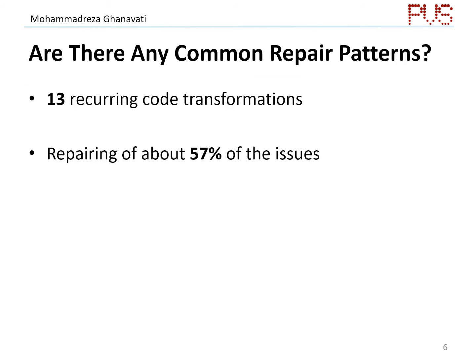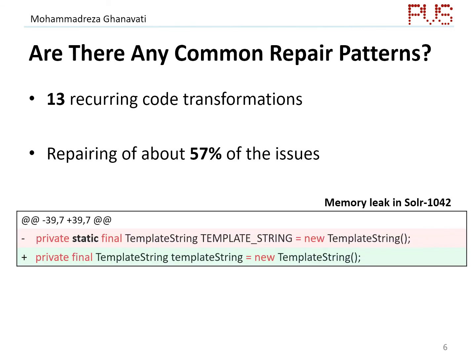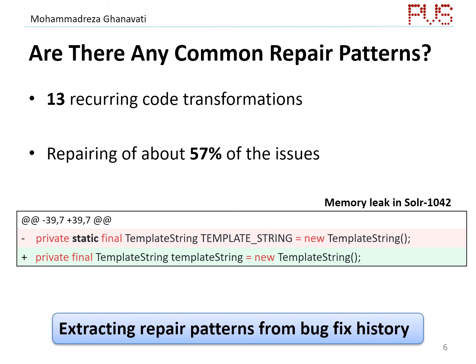We further analyzed the patches to see if there are any common patterns in fixing leak-related bugs, and we found 13 recurring code transformations, which fix about 57% of the issues in our dataset. Here you can see an example of a memory leak issue in which the developer changed a variable from static to non-static to fix the bug. We found 4 cases which have the same pattern. This shows that it's possible to extract repair patterns from bug fix history.